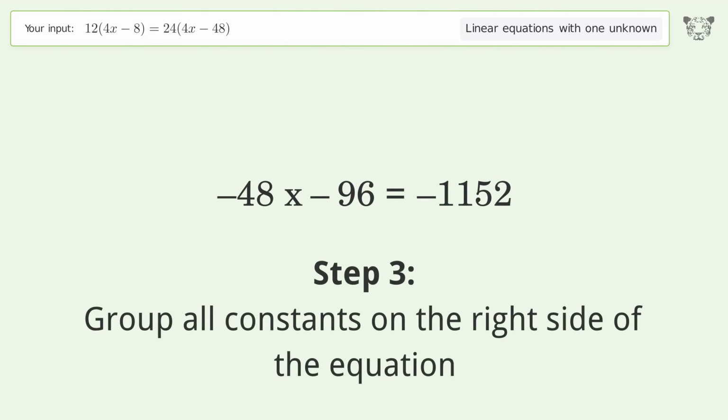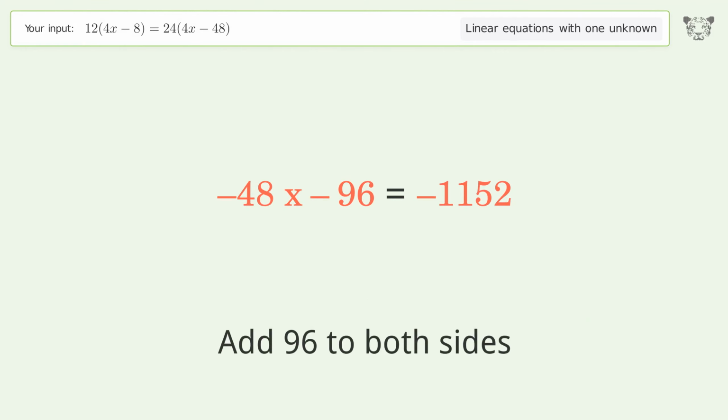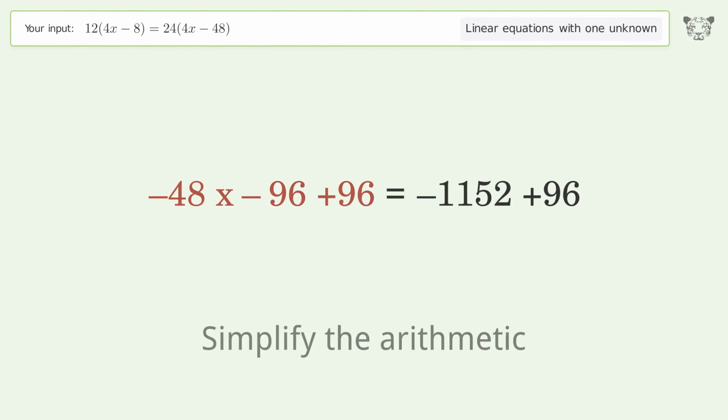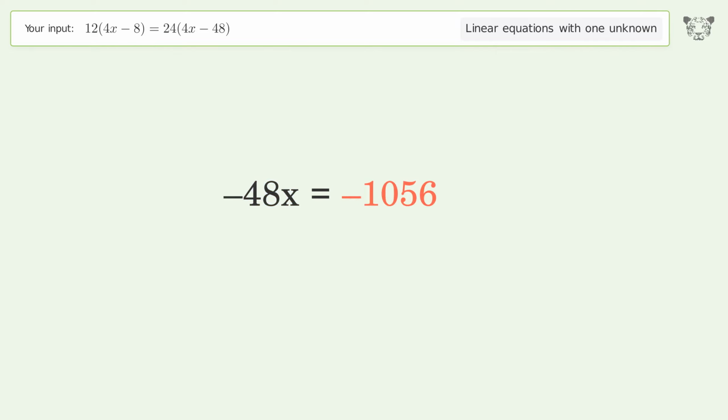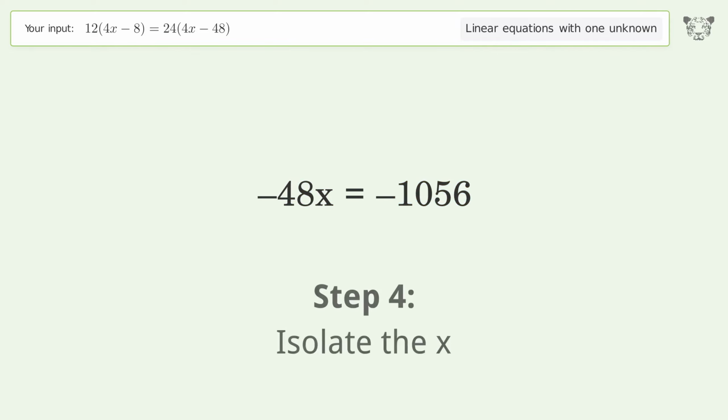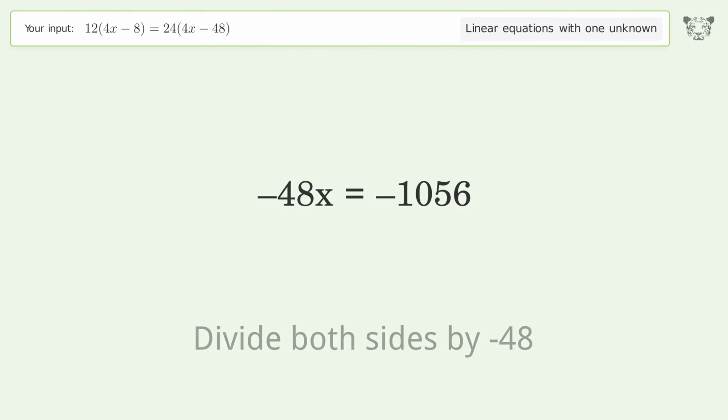Group all constants on the right side of the equation. Add 96 to both sides. Simplify the arithmetic. Isolate the x. Divide both sides by -48.